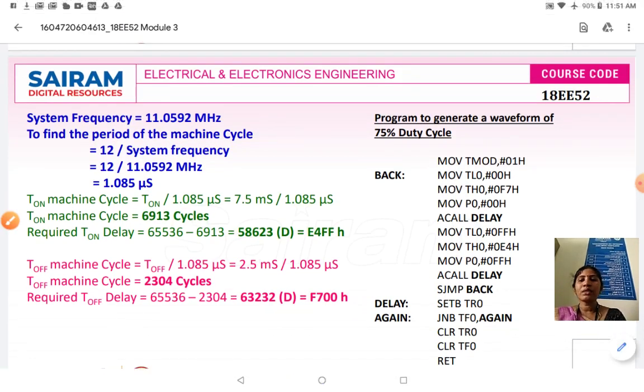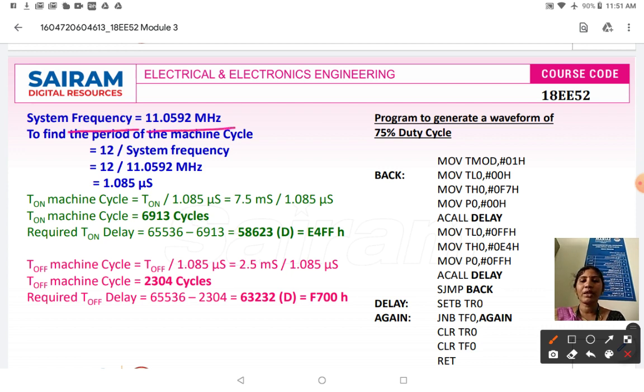Now consider the system frequency. The system frequency is 11.0592 MHz. Now we need to obtain the time period. Here one machine cycle is equal to 12 clock pulses. So when 12 clock pulses are given, it is equal to one machine cycle. To identify the time period, you are going to divide 12 by the system frequency. So 12 divided by 11.0592, you will get 1.085 microseconds.